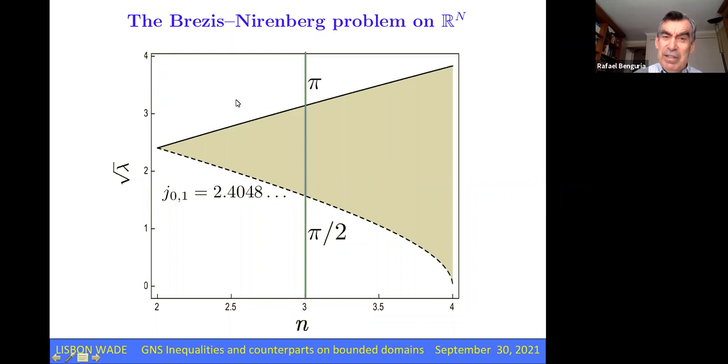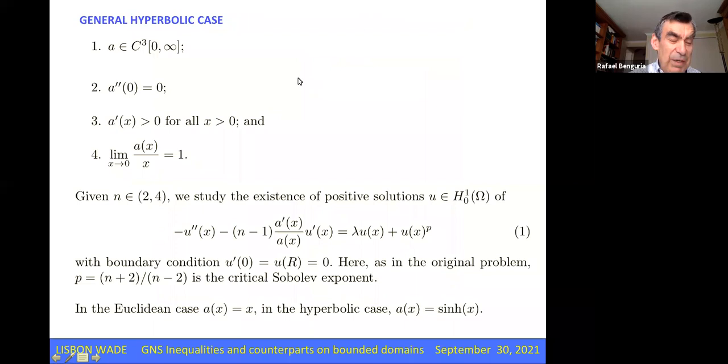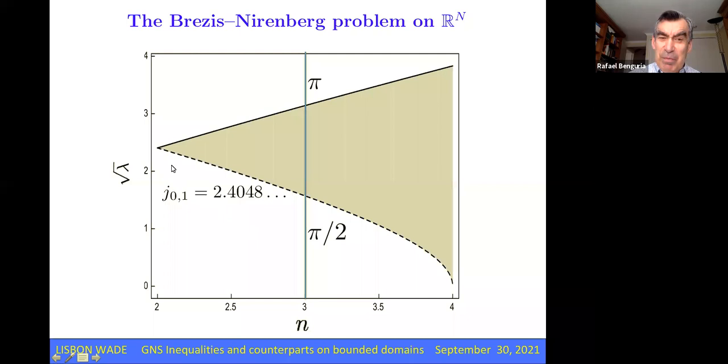To prove non-existence in the upper part is very easy. You multiply the equation by the first Dirichlet eigenfunction, and you massage it a little bit, and then you get the non-existence. In the lower part, you have to use a refined version of the Rellich-Pohozaev inequality. So in this part, you use Rellich-Pohozaev, and here you use multiplication by the first Dirichlet eigenfunction. And you can treat a more general case. It's very nice that there is a sharp separation here.